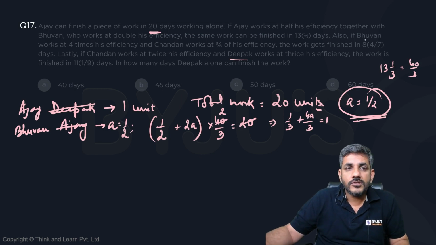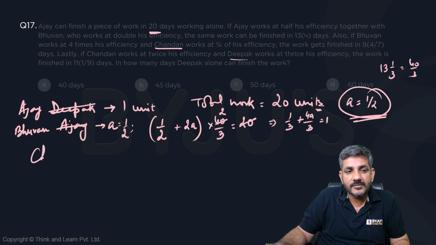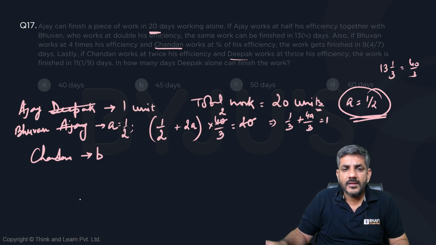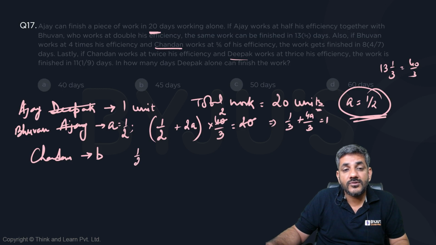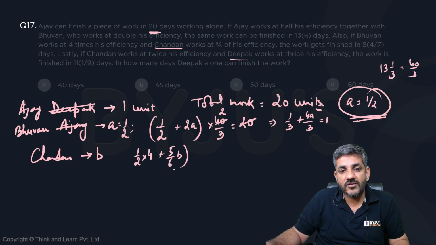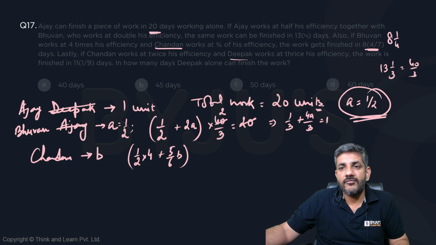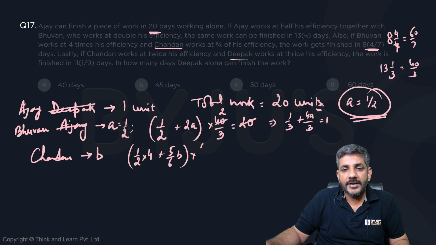Next. Also, if Bhuvan works at 4 times his efficiency and Chandan, so now another guy comes in, Chandan. Let us say Chandan makes B units in a day. Question says if Bhuvan works at 4 times his efficiency, that is 4 times of 1 by 2, and Chandan works at 5 by 6 times of efficiency, that is 5 by 6 times of B, then they can complete the job in 8 and 4 by 7 days. What is 8 and 4 by 7? 8 and 4 by 7 is 60 by 7.